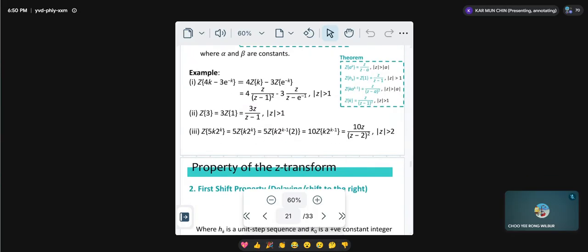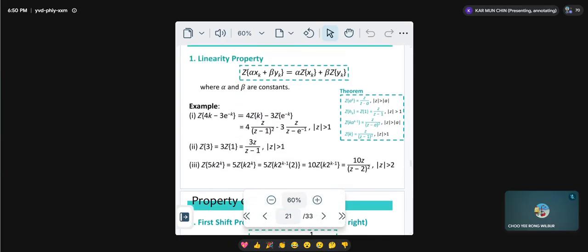Okay, so far, no problem? Okay, next. Z transform of 5k 2 to the power of k. First of all, you know this is a coefficient, so you bring the 5 out. So now you are doing Z transform of k 2 to the power of k. But you look at here, I don't have k 2 to the power of k. Either I have this term or this term, but for this term I have a to the power of k minus 1.